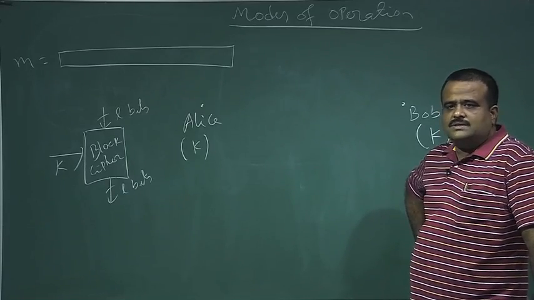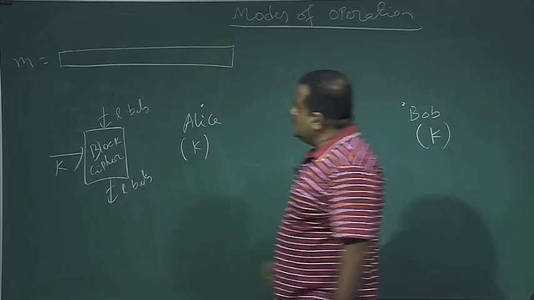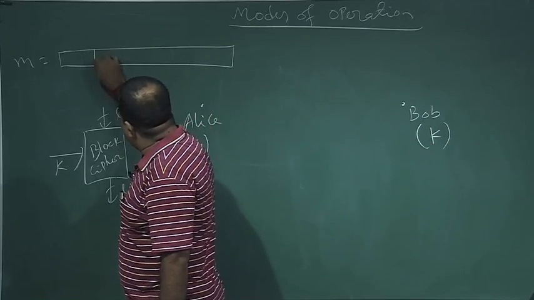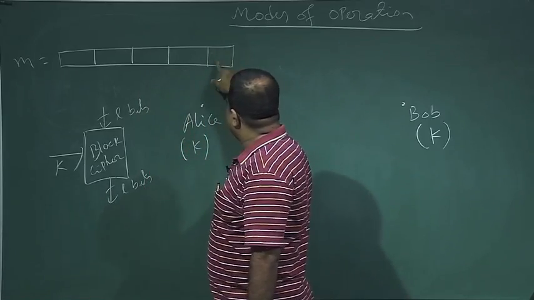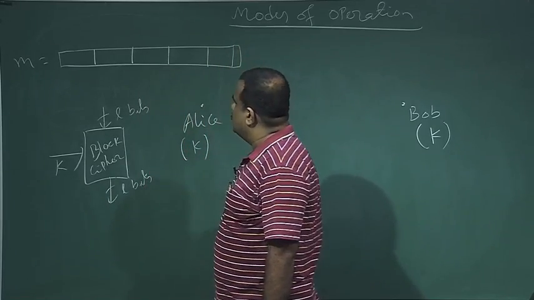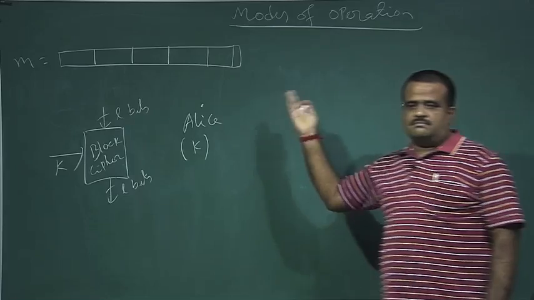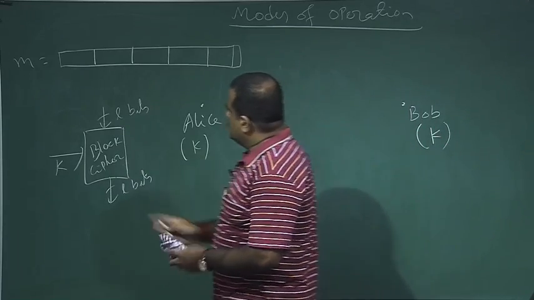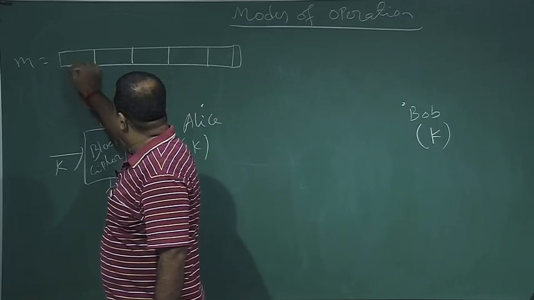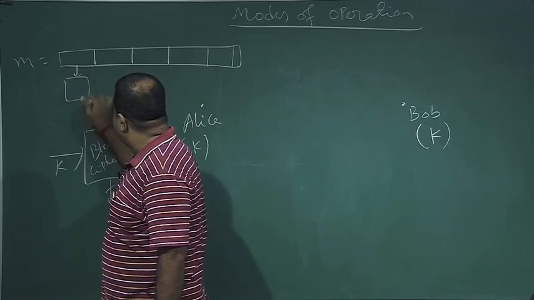So, what will Alice do? Alice will break this into L bit blocks like this. The last block may not be L bit, so maybe we have to append some dummy bits over there in order to apply this block cipher. So, this is L bit. Now we can very well apply this block cipher.